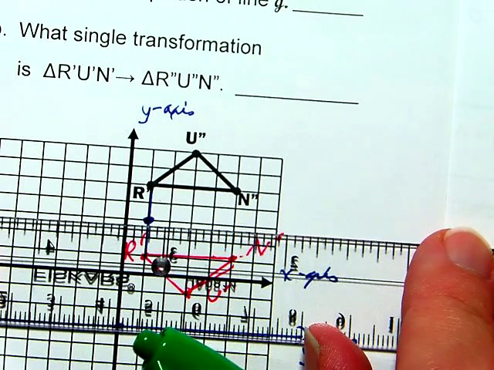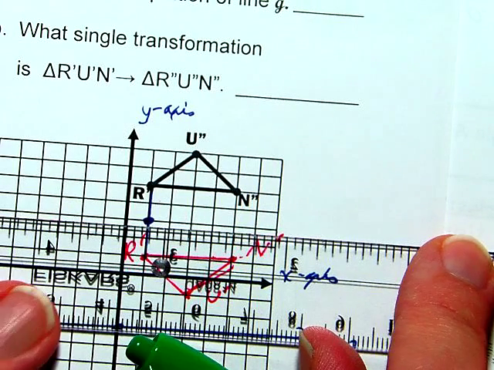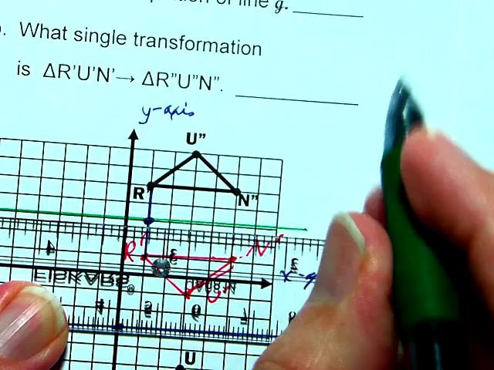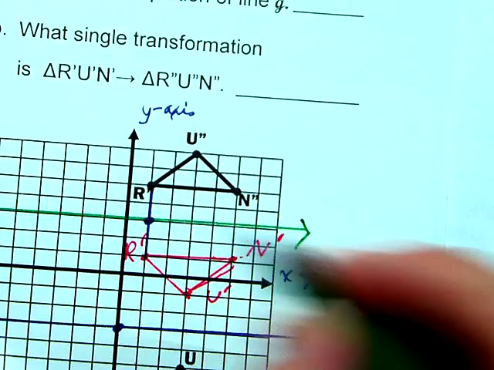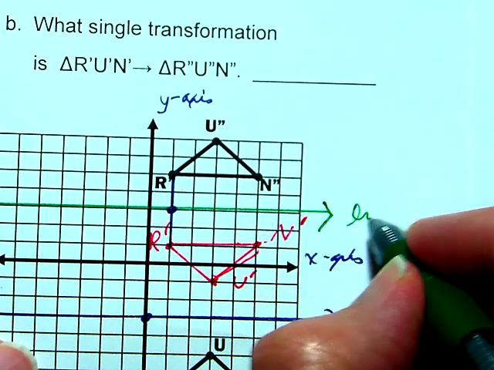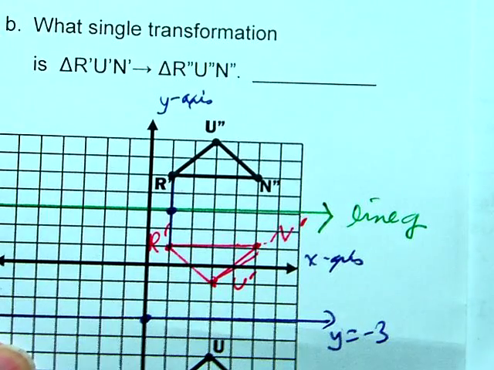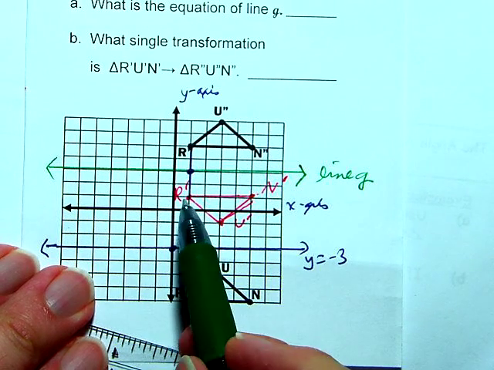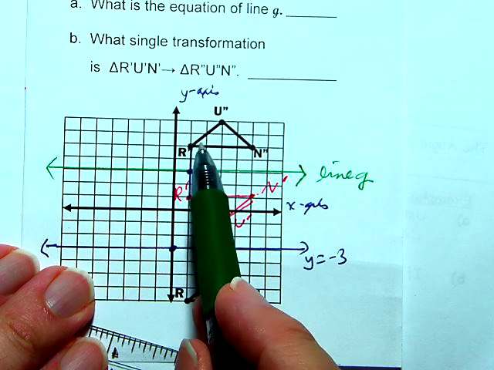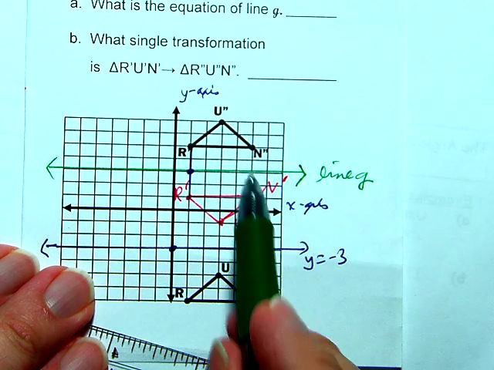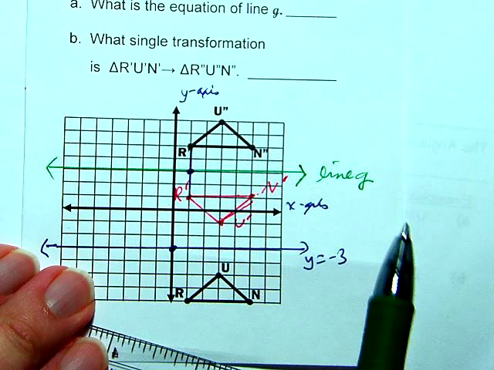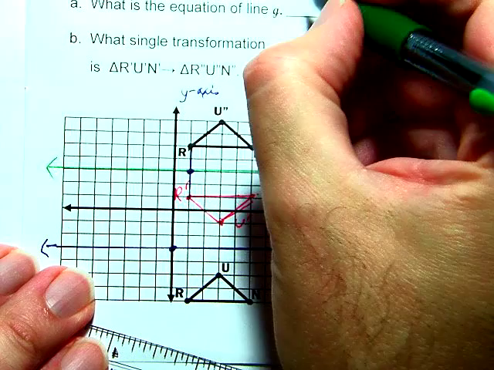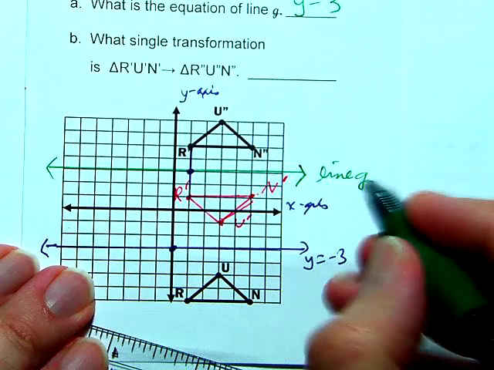So let's draw line G. Okay, so this is line G. So when we reflect the triangle R prime, U prime, N prime, we're getting R double prime, U double prime, N double prime. So the equation of line G is then what? It would be 1, 2, 3. It would be y equals 3. Okay, y equals 3.